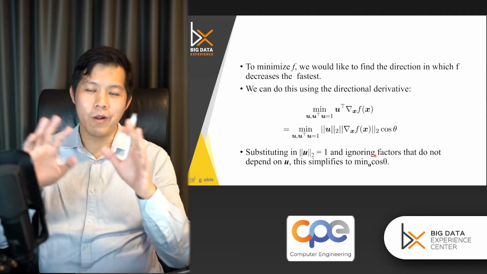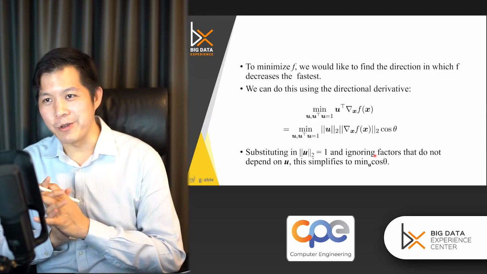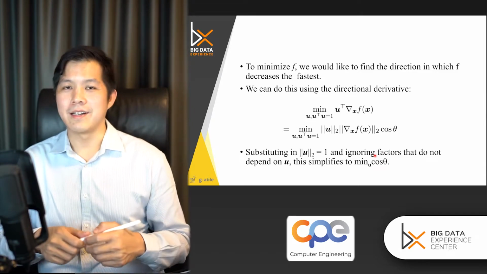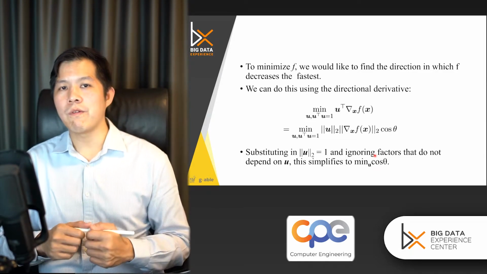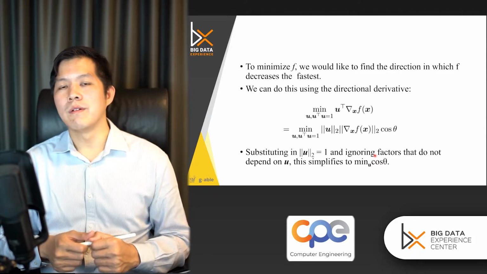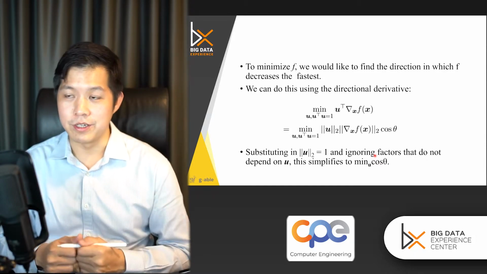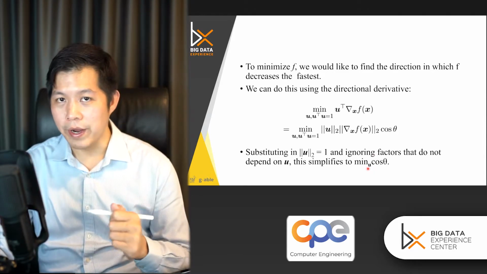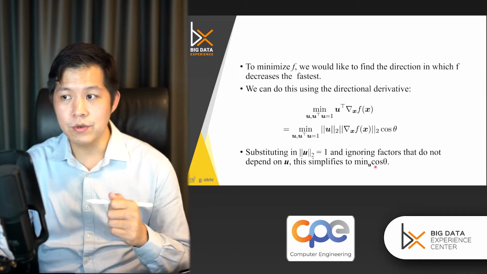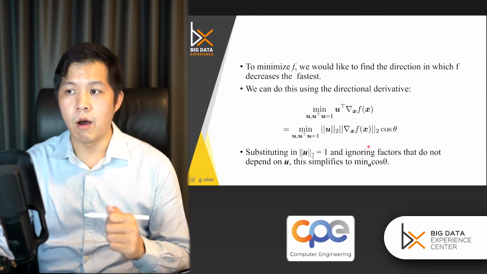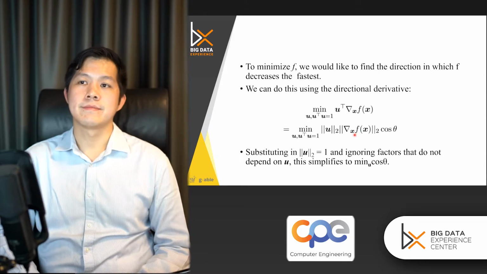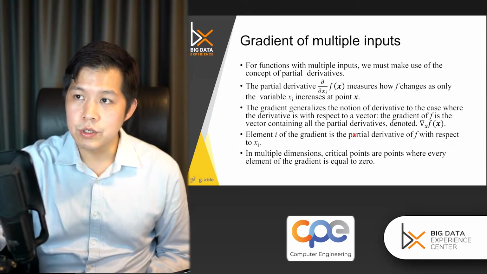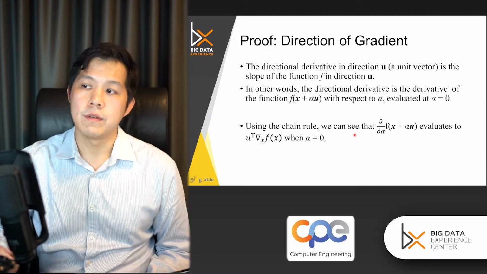So what does the whole thing that I'm trying to show you here mean? This is the proof of gradient descent. That is, if you want to find the minimum value of the function, you need to select the unit vector that goes in the opposite direction of the gradient. And that would make the function go to the minimum value.